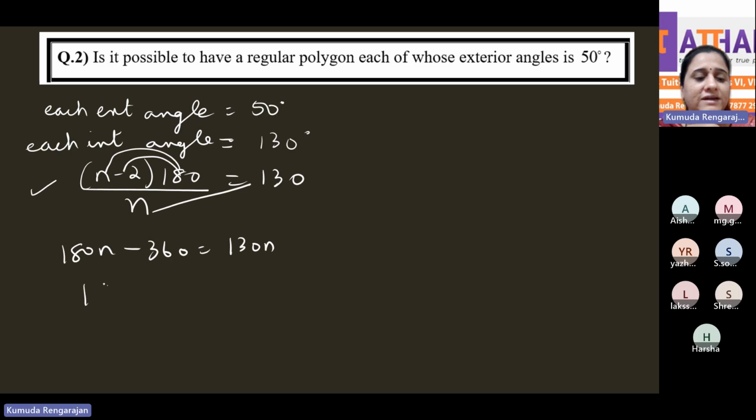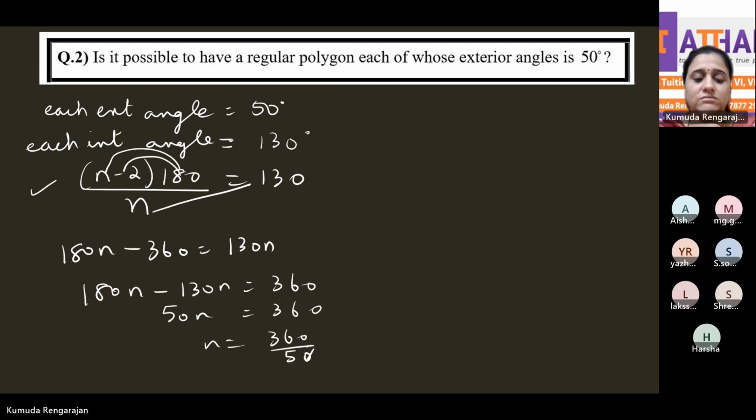So bringing the N terms on one side, 180N minus 130N is equal to 360. 50N is equal to 360. N is equal to 360 by 50. N is equal to 7 1 by 5. Correct? So it's not possible.